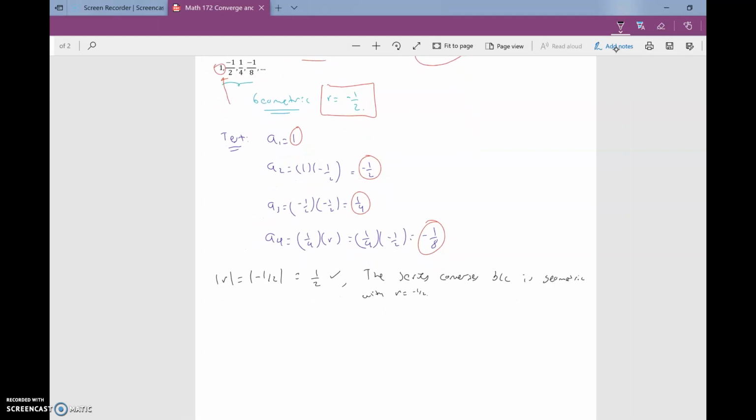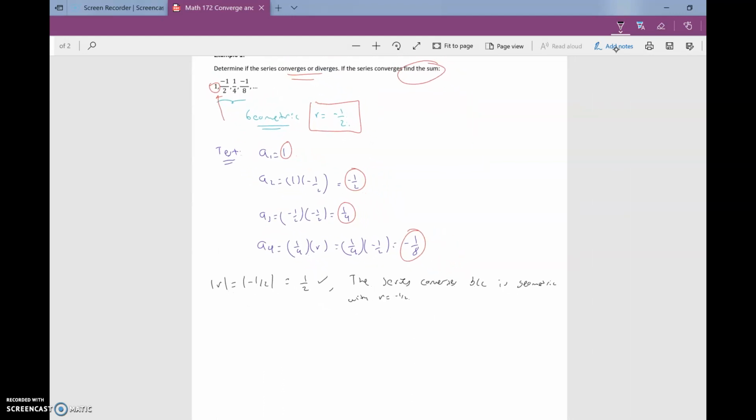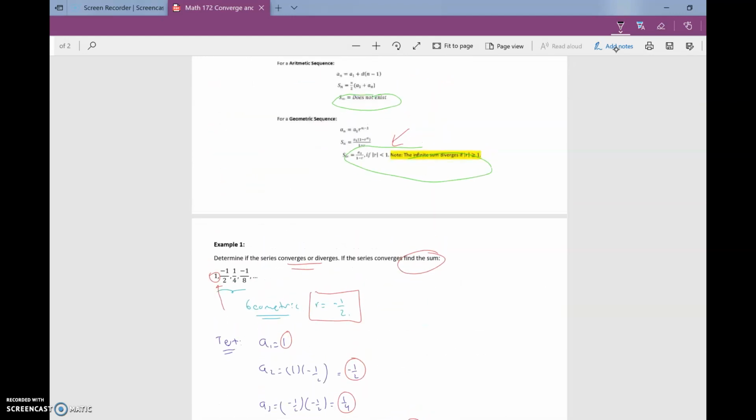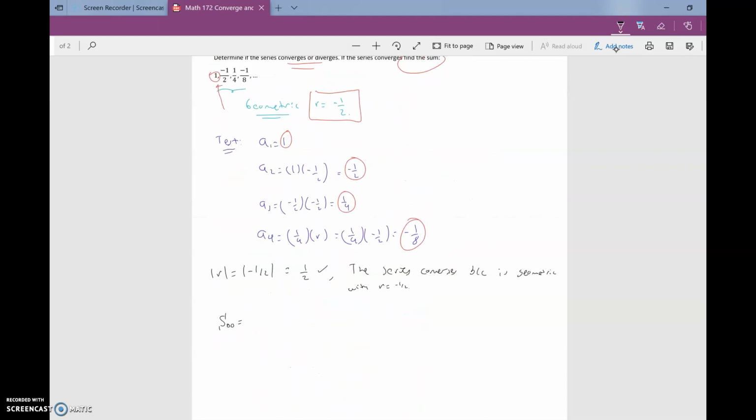Now, they do want us to find the sum. So in this case, they're referring to S infinity. Remember that the formula for S infinity is a sub 1 over 1 minus R. So in this case, a sub 1 is 1, over 1 minus negative a half. Actually, it's 1 minus R, with R being negative. So this one is going to be 1 over 1 plus a half.